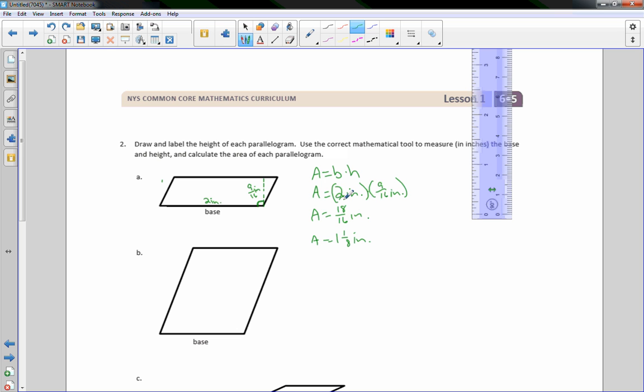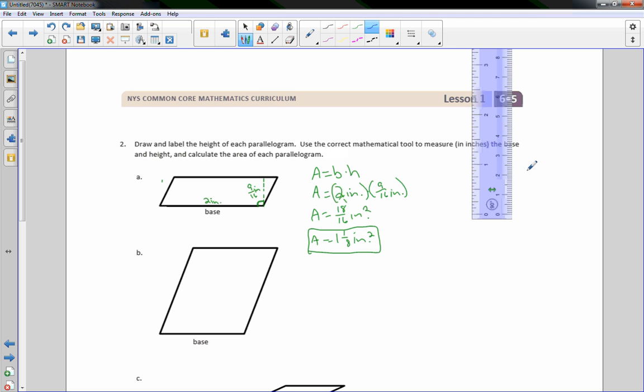Think of 2 as 2 over 1. So 2 times 9 is 18, and 1 times 16 is 16. 16 will go into 18 once with a remainder of 2, and 2/16 reduces to 1/8. That's how I got my answer. And it was inches times inches, so I should say inches squared. So my answer is 1 1/8 square inches. Okay, that is the area of that parallelogram.